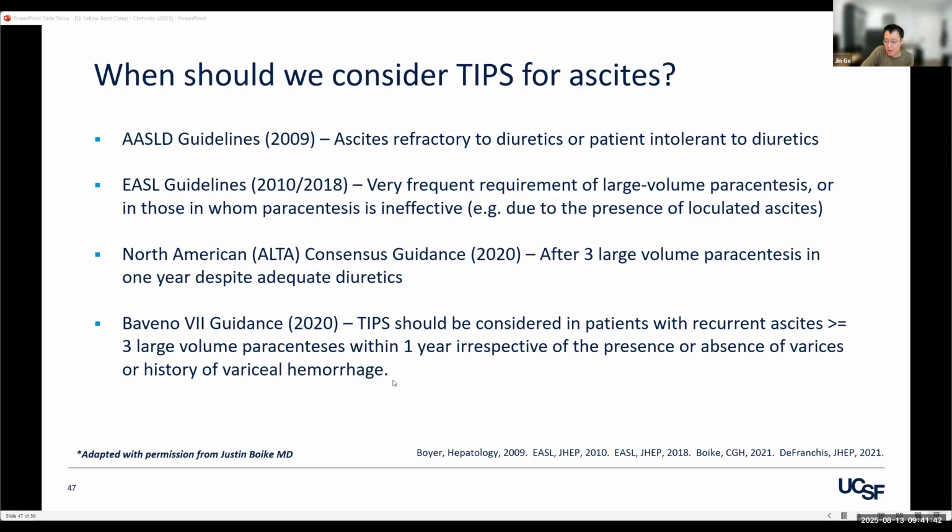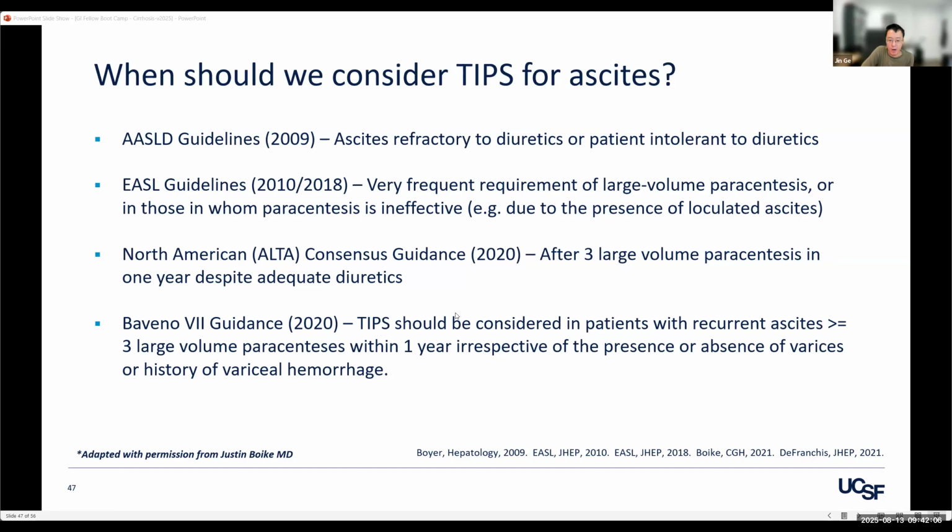So one of the bigger changes since 2020 is that now we're defining refractory ascites as after 3 large volume paras in 1 year, despite adequate diuretics. What this means is that we probably were not aggressive about TIPS previously, and we should be a lot more aggressive about putting these into our patients because of the benefits.